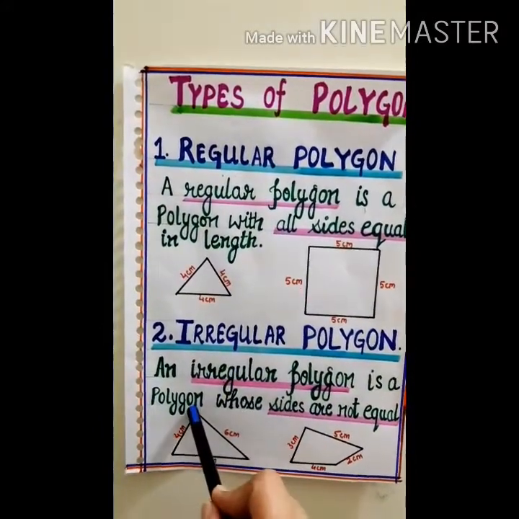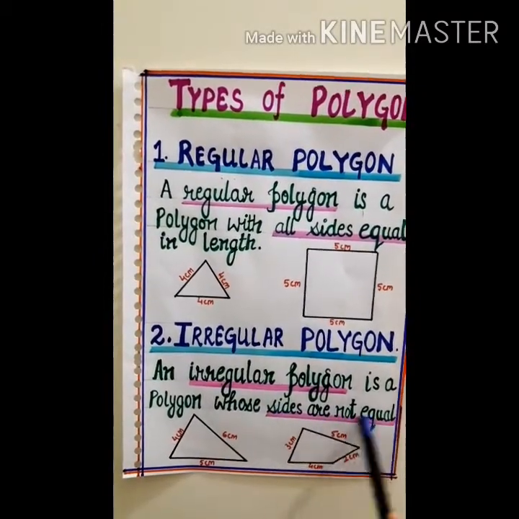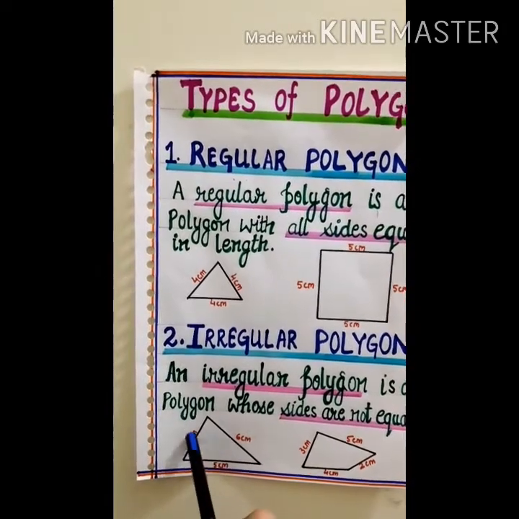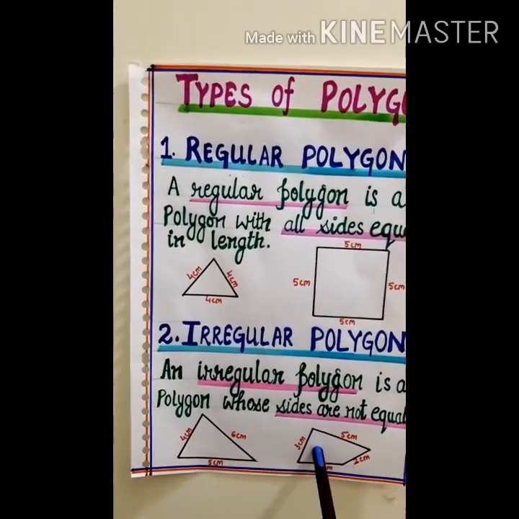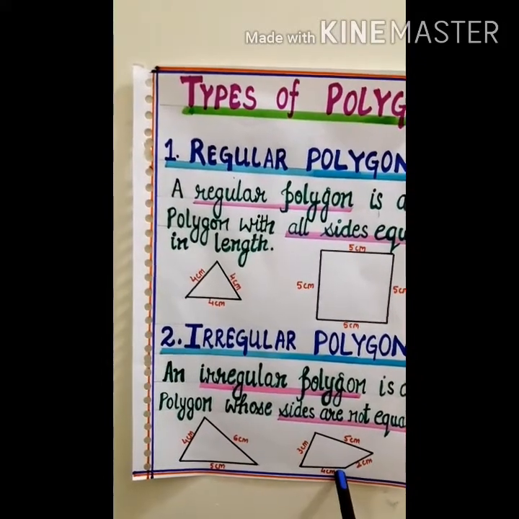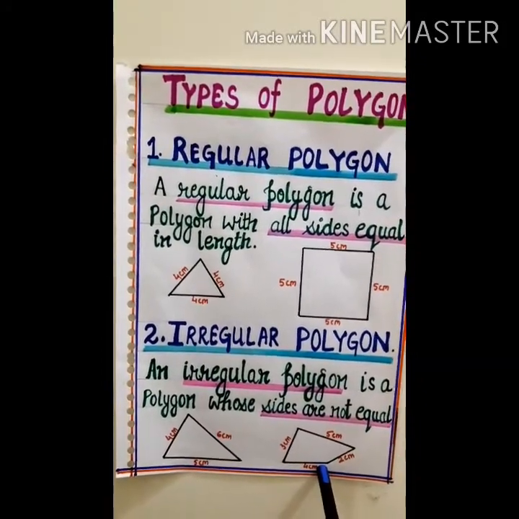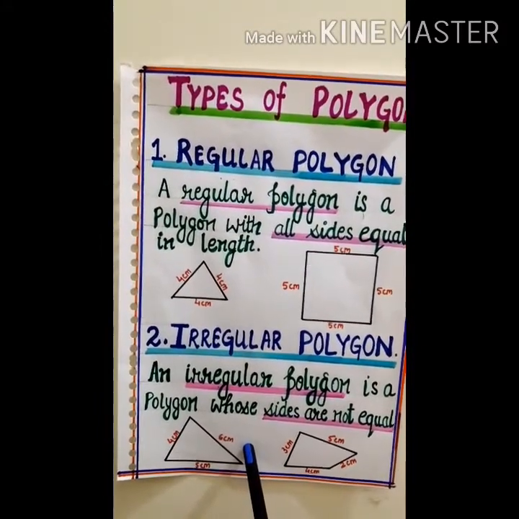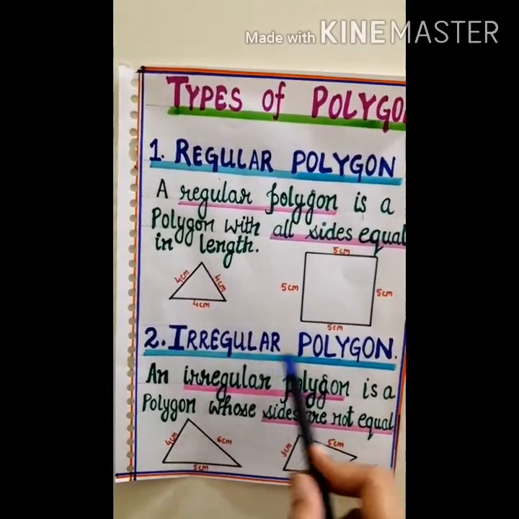An irregular polygon is a polygon whose sides are not equal. Here you can see that this figure is made by 3 line segments and the lengths are different. This figure is made by 4 line segments and the length of the sides is different for all the 4 sides. So these types of polygons are called irregular polygons.